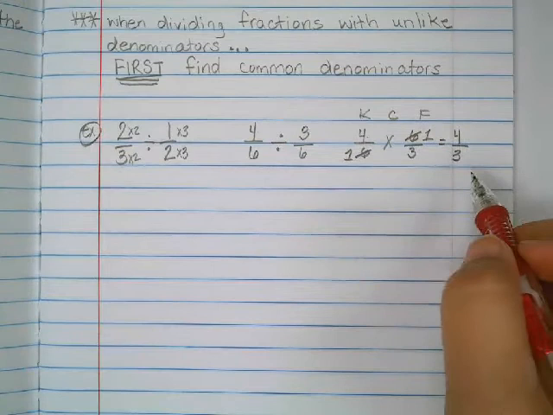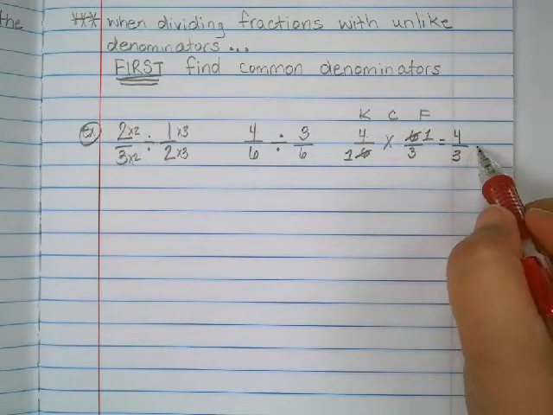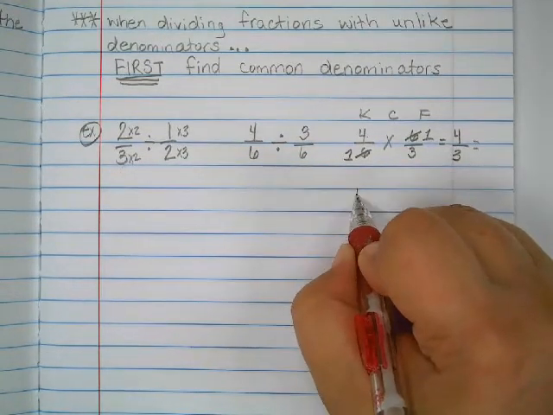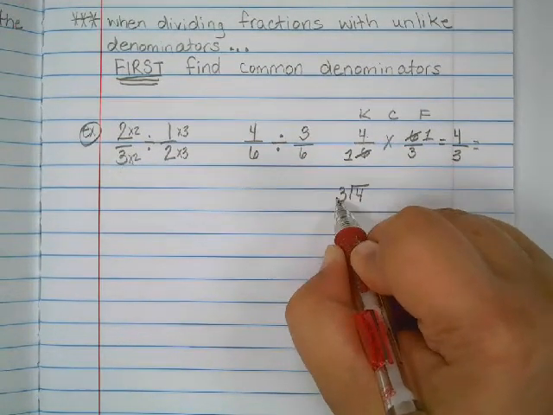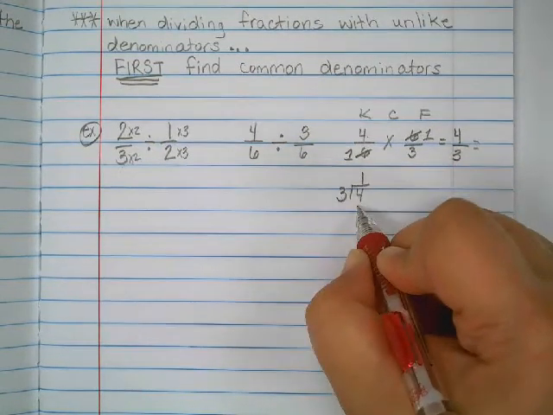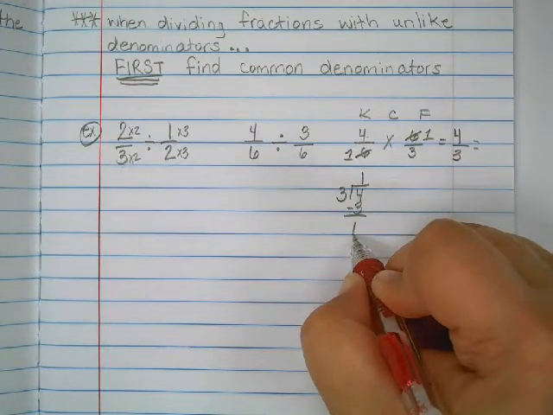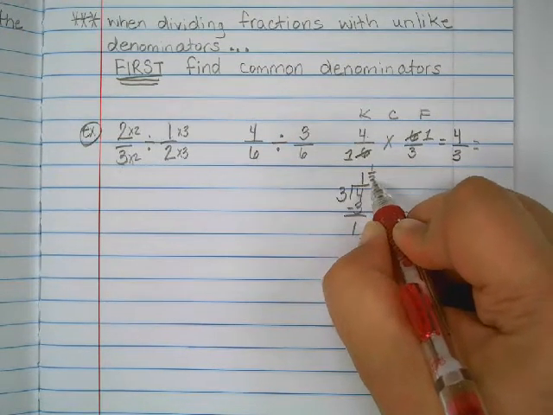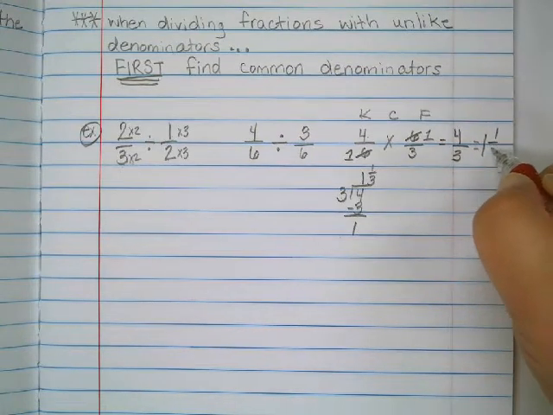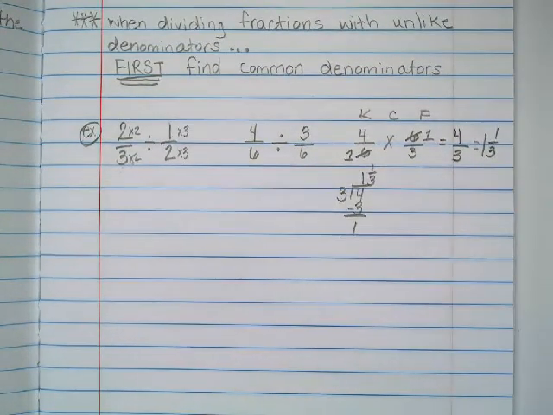So now I have an answer of an improper fraction, and I can change that improper fraction to a mixed number by dividing 4 by 3. How many 3's are in 4? 1. 1 times 3 is 3. Subtract with a remainder of 1. So I put that over my same denominator. So 4/3 is the same as 1 and 1/3. So the important thing to remember is to first find that common denominator.